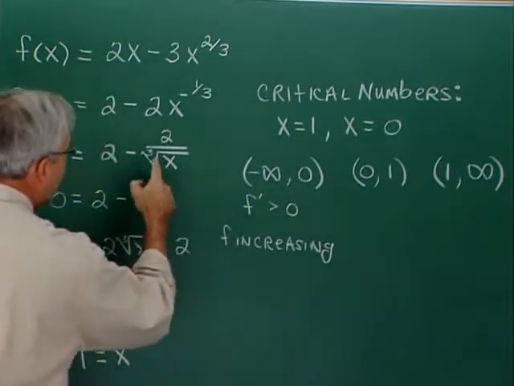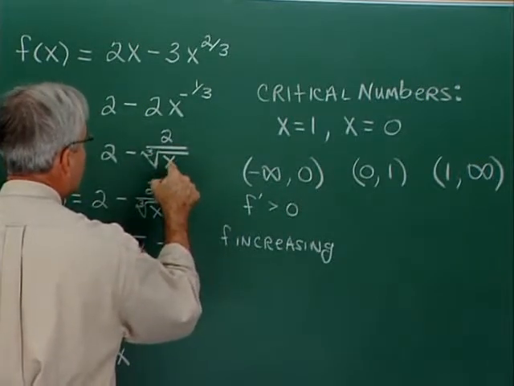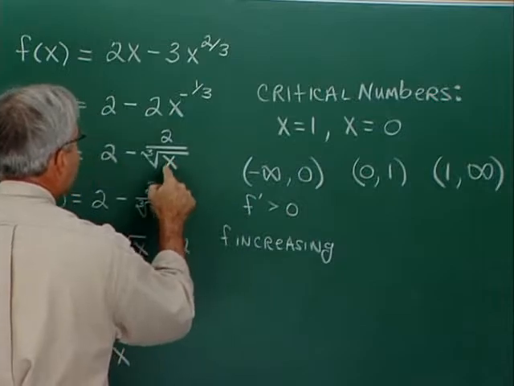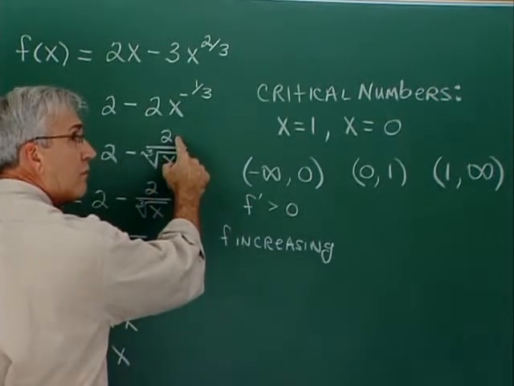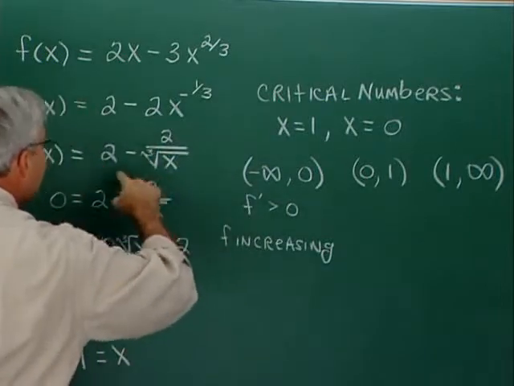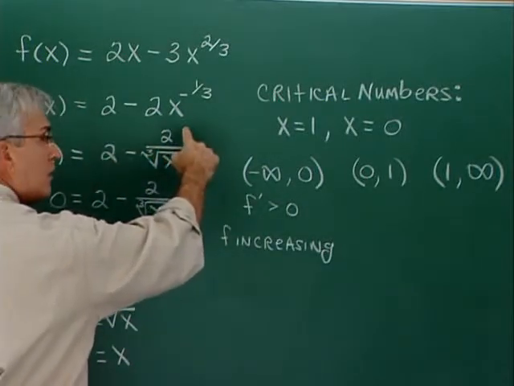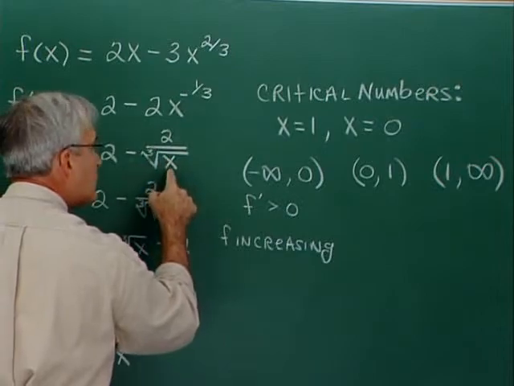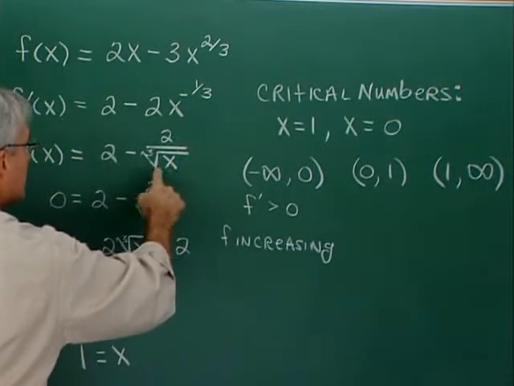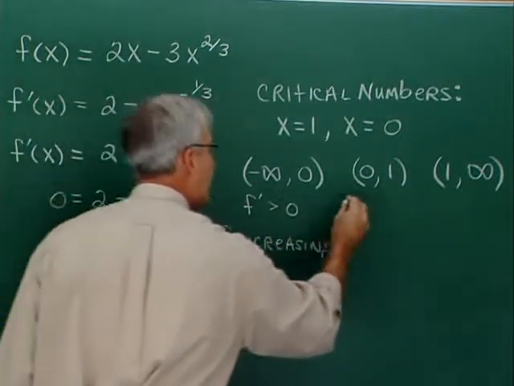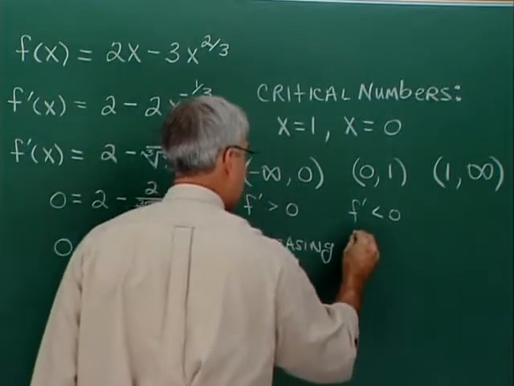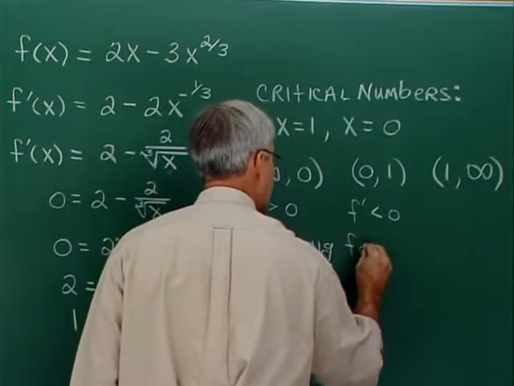Like if it's the cube root of some number, let's say, that gives 0.5. 0.5 goes into 2 4 times. So this would be 2 minus 4. You see, and a negative value would emerge here for numbers x that are between 0 and 1. So a negative value emerges, f prime is negative, and therefore the function itself is decreasing.